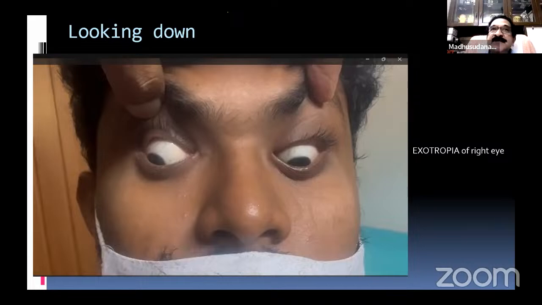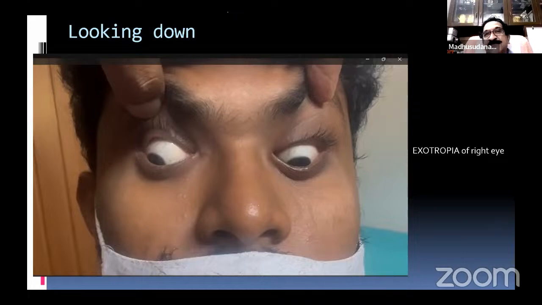He is fixing on me because of the malalignment, due to a congenital problem or a concomitant squint. What happens is that he will be fixing with only one eye. He will not be fixing with the other eye. One eye is a good eye, the other is a lazy eye. And the laziness can shift from one eye to the other, depending upon which you want to fixate.